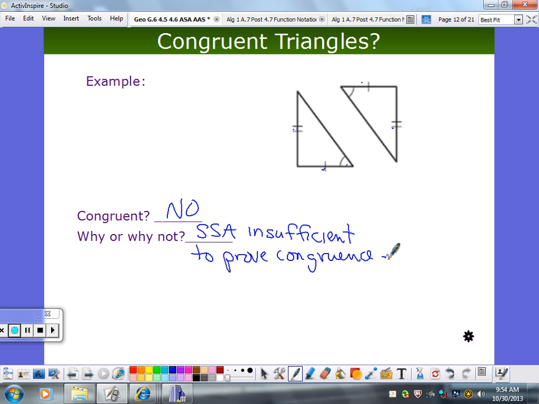Remember that side angle doesn't work? Yes? You could, but that doesn't work either. We can't, if you have a side and an angle in that order, because remember we did this, and it could be, this side could swing over. So you could have another triangle with the same length, but that side swung over. So it's just insufficient for us to know that those two triangles are congruent. So I can't make that conclusion.